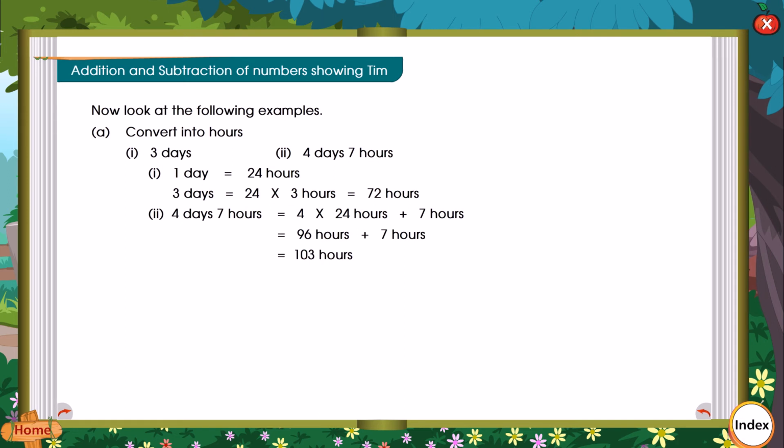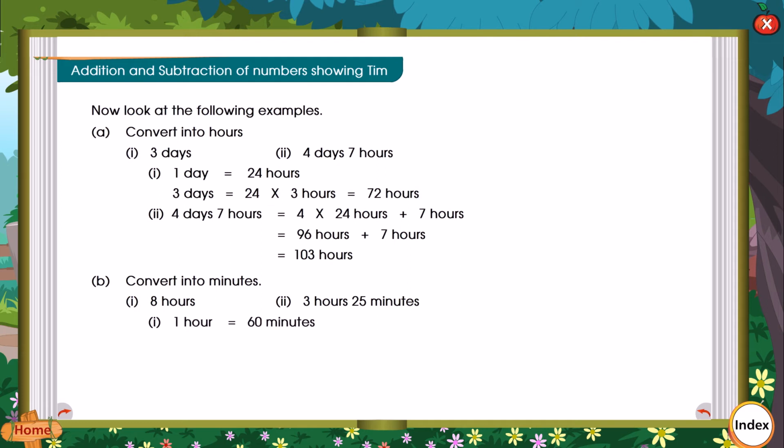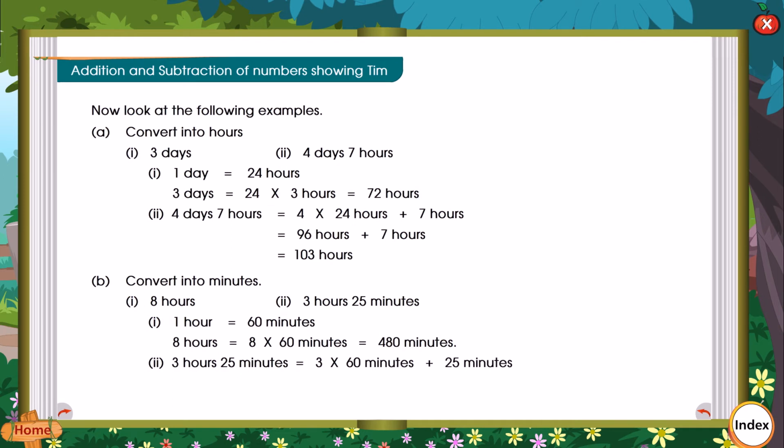B. Convert into minutes. 1. 8 hours. 2. 3 hours 25 minutes. 1. 1 hour is equal to 60 minutes. 8 hours is equal to 8 into 60 minutes, which is equal to 480 minutes. 2. 3 hours 25 minutes is equal to 3 into 60 minutes plus 25 minutes, which is equal to 180 plus 25 minutes, which is equal to 205 minutes.